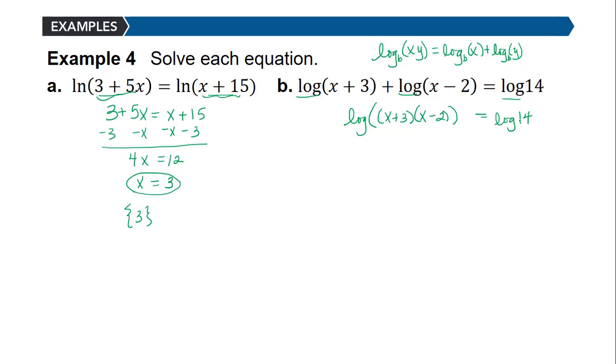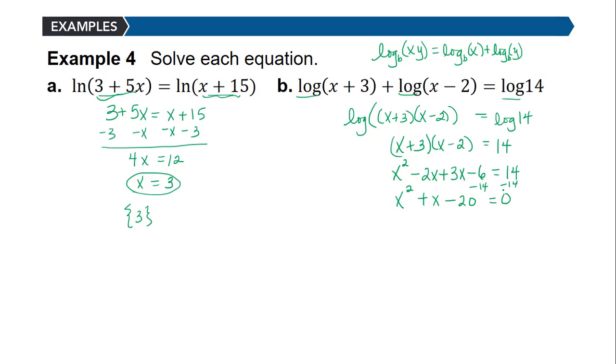Now we've written this equation as log of one argument equals log of another argument. Therefore, the two arguments must be equal. So we can state that x plus 3 times x minus 2 is equal to 14. Now we have a quadratic equation. When we multiply this out, we'll need to set it to 0 and solve. So we get x squared minus 2x plus 3x minus 6 equals 14. Combining like terms gives us x squared plus x, and then we have to subtract 14 from each side. So we get x squared plus x minus 20 is equal to 0.